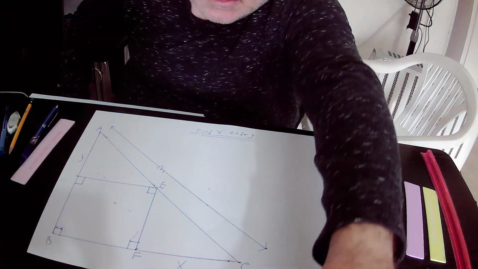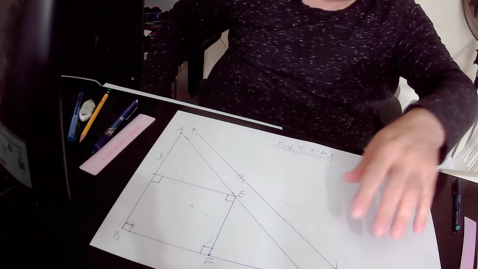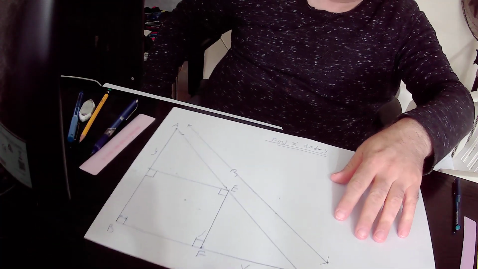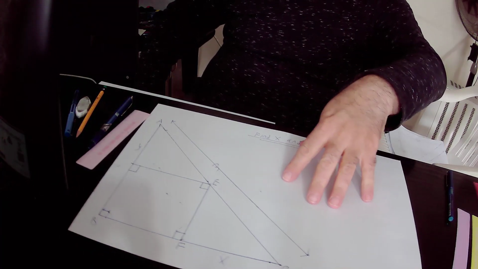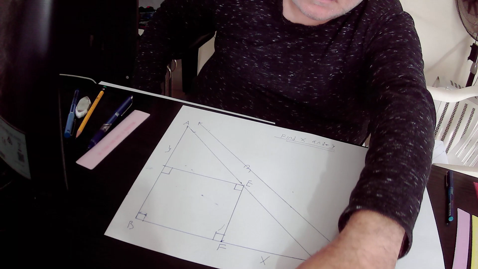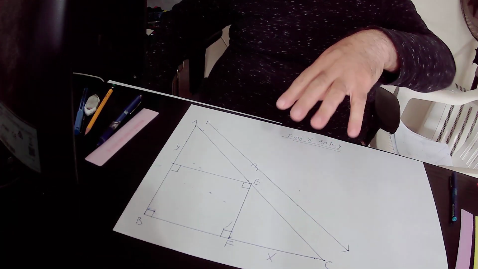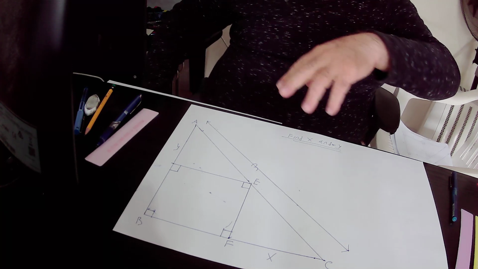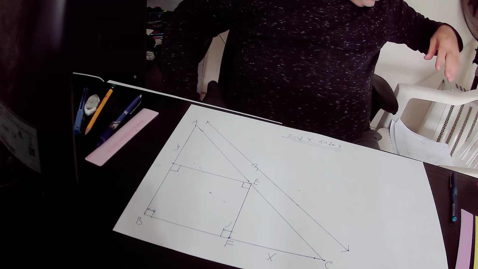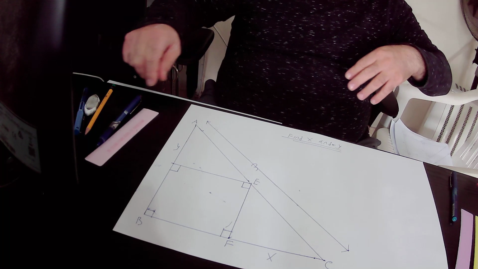Hello, in this lecture we will find out the values of line segments X and Y. In the drawing we have square ABCD. In the drawing we have square DEBF.